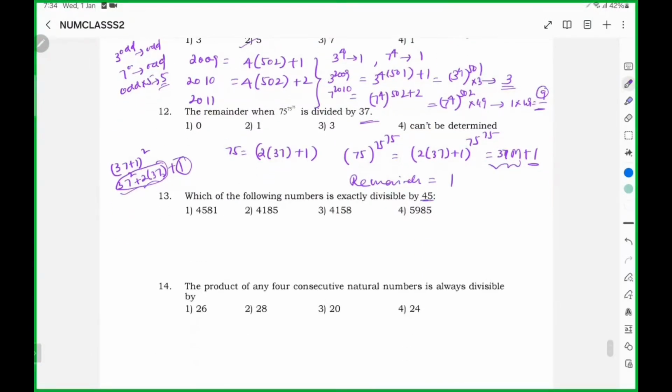So 45 means it should be divisible by 5. This can't be the answer. It should be divisible by 5 and 9. 9 means the sum of the digits should be divisible by 9. Here 13, 14, 18. Yes, it is divisible by 9 as well as 5. Here if you take 10 plus 9 plus 8, 19 plus 8, 27. This is also divisible by 12. Both can be answers.